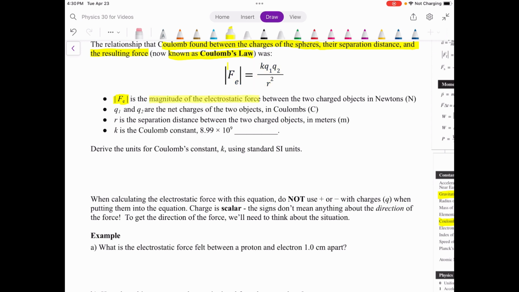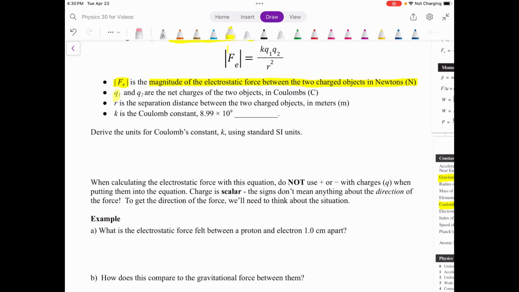So that's the magnitude of the electrostatic force between the two charged objects in newtons. Well, that makes sense. That's how we measure forces, in newtons. Q1 and Q2 are just the net charges of the two objects that we're calculating the force between, whether it's attraction or repulsion. We know that charges, Q, are measured in coulombs, symbol C. R is the separation distance between the two charged objects in meters. Well, that makes sense. We measure distances in meters. And then K is the Coulomb's law constant, or the Coulomb constant for short, and it is 8.99 times 10 to the power of 9.